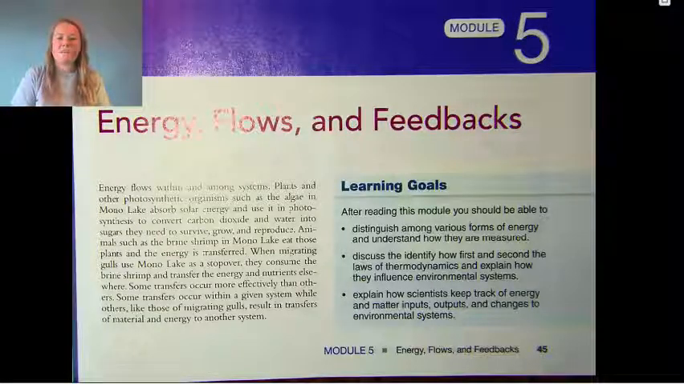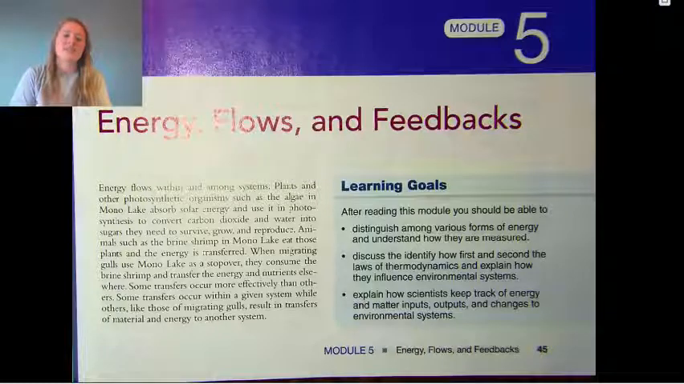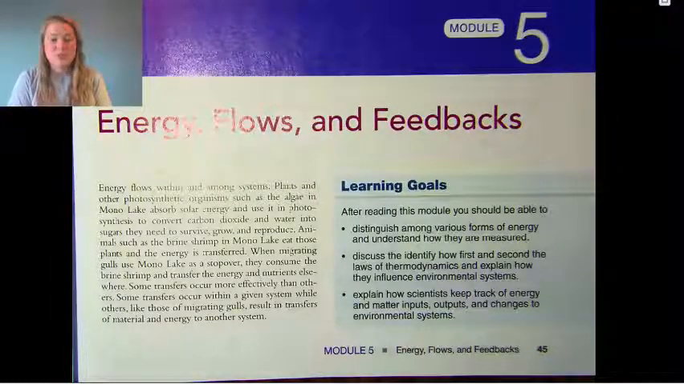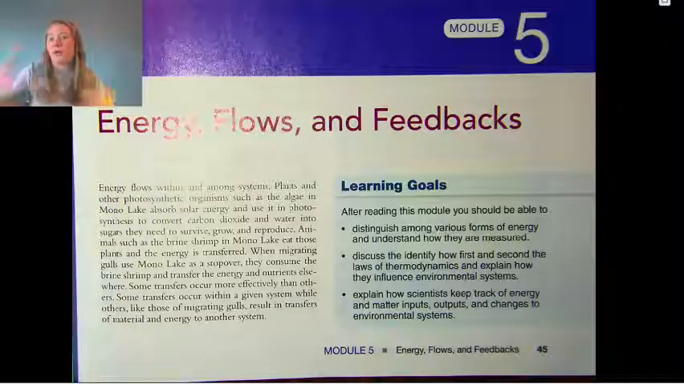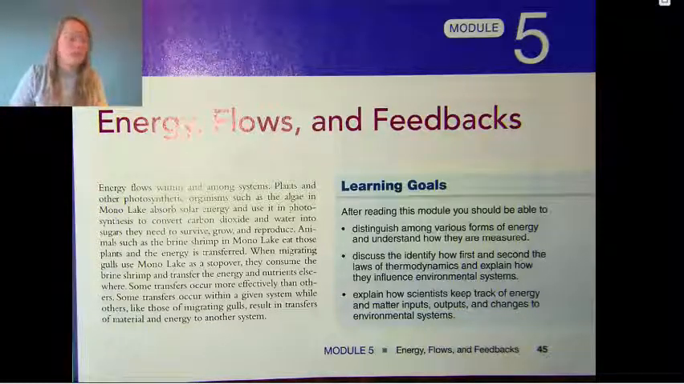Welcome to Module 5 of AP Environmental Science. This module covers energy, the way that energy moves throughout the environment, and feedback loops of how things cycle back to either keep things in balance or to drive change towards the end of a process.